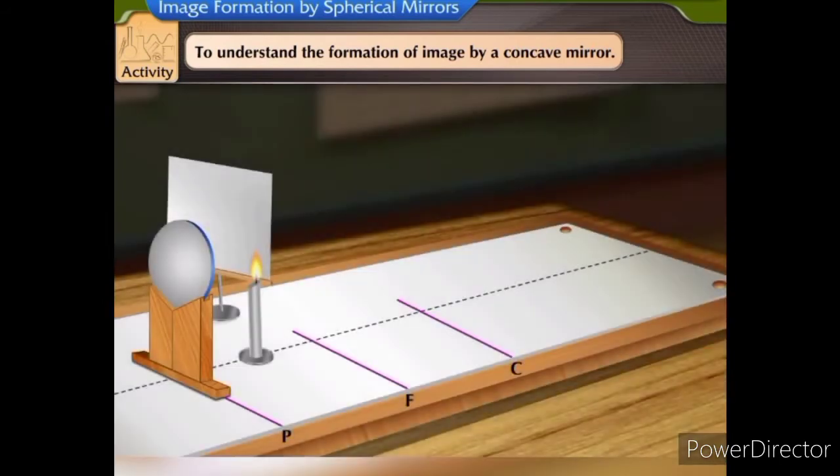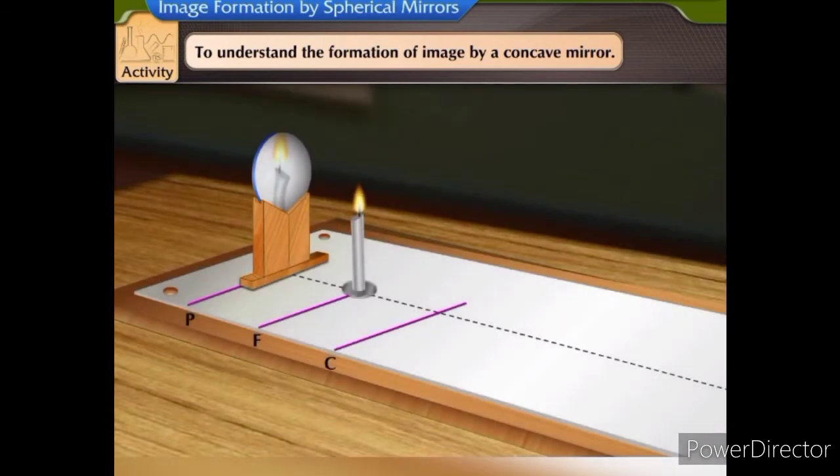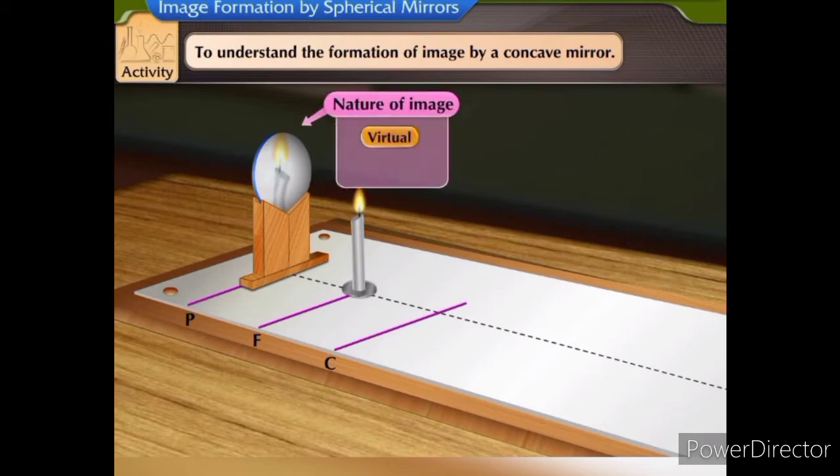When the candle is placed between the pole and principal focus F of the mirror, then the image is behind the mirror. Image is enlarged, and the nature of the image is virtual and erect.